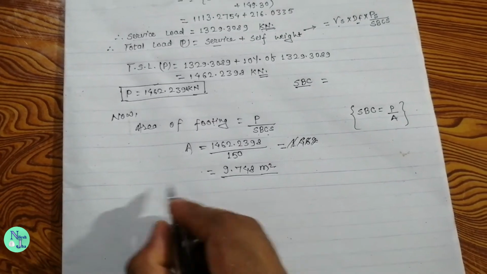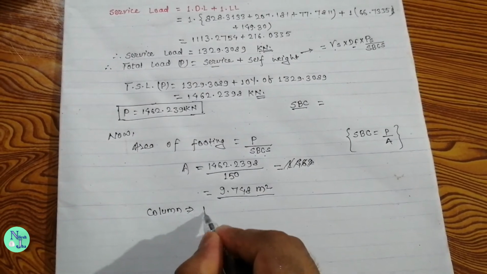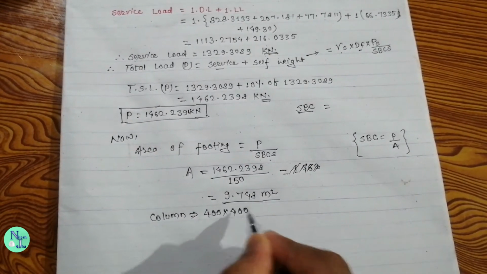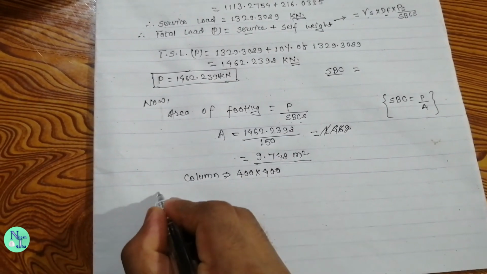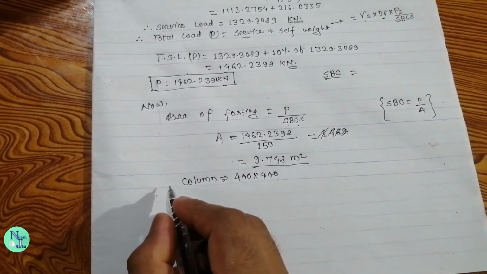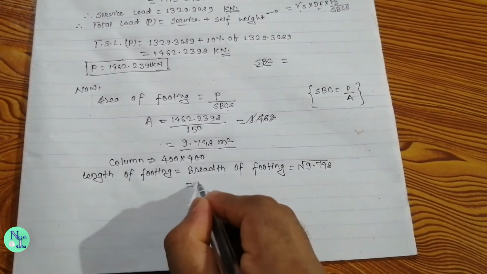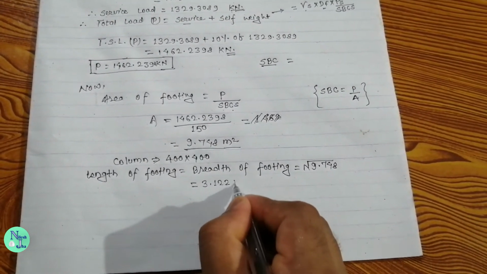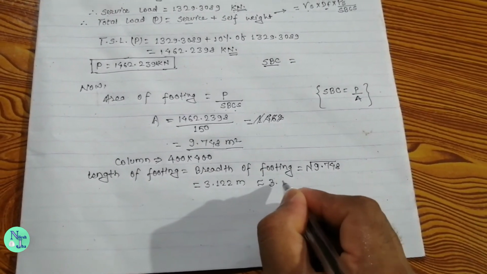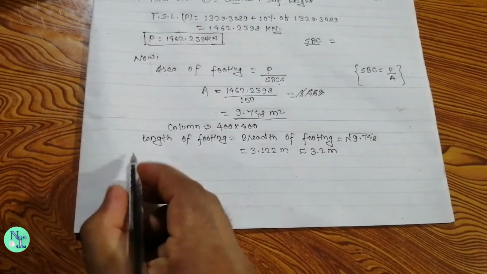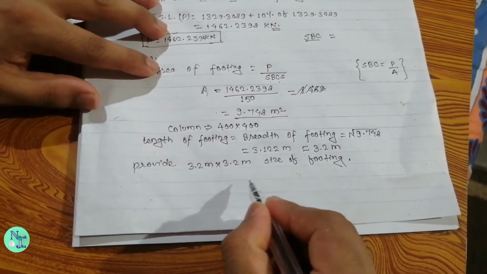And now as my column size, as we have seen in ETABS, is 400 by 400, that is, it is a square column. So our footing will also be a square. Therefore, the side will be equal to 3.1222 meter, and here I will round it off to 3.2 meter. So we have calculated the dimension of footing.